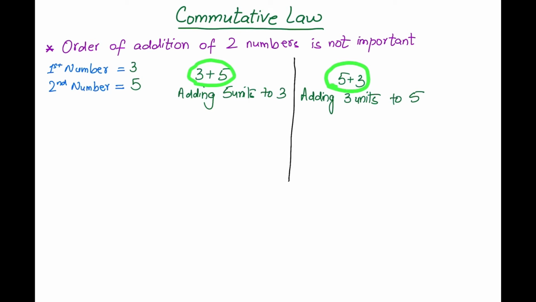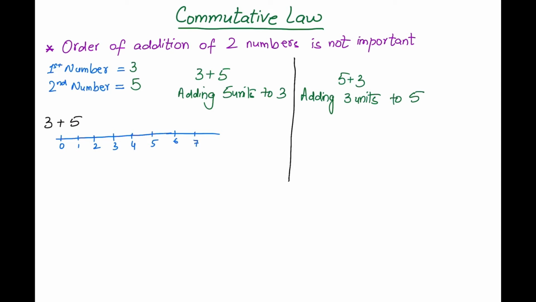We'll add these two numbers using a number line. So the first one is 3 plus 5. First make a number line. 0, 1, 2, 3, 4, 5, 6, 7, 8. Okay. First thing that you will do is mark number 3 on the number line. This is the number 3 on the line. And so you will mark 3 on the number line.